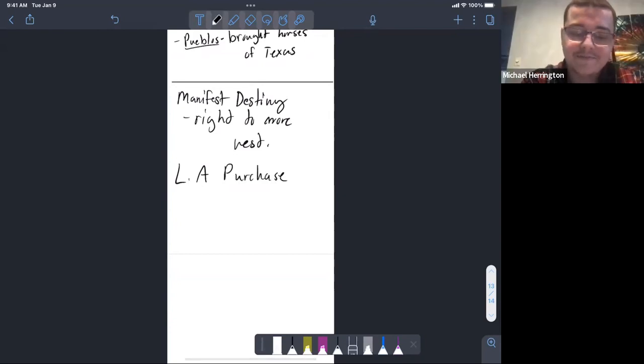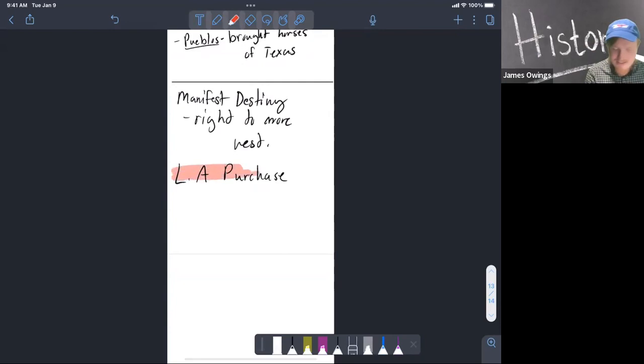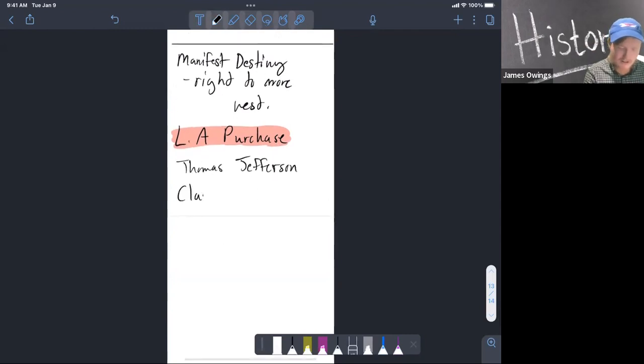The Louisiana Purchase, that more than doubled the United States' size. You can thank TJ, Thomas Jefferson, and Lewis and Clark for going about finding a waterway to China and failing, but in the process, eventually expanding the United States, doubling its size. These two go hand in hand. Manifest Destiny, the Louisiana Purchase, they're both all about expansion. So we bought land from the French. It was very cheap.